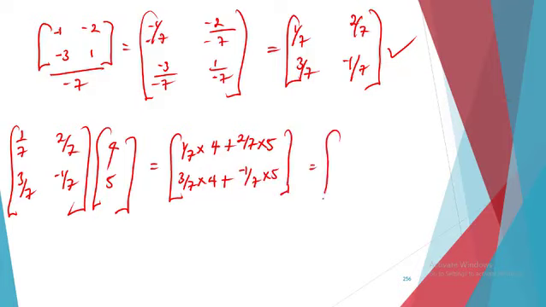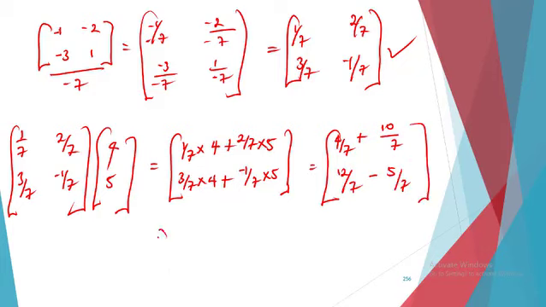So what do we have? 1 over 7 times 4 will give us 4 over 7 plus 2 over 7 times 5. 2 times 5 is 10 over 7. And then for this, we have 4 times 3 is 12 over 7. And minus 1 times 5 will then give us minus 5 over 7.